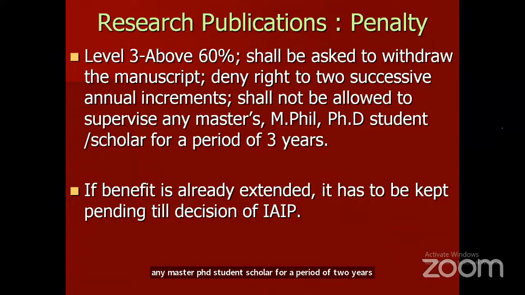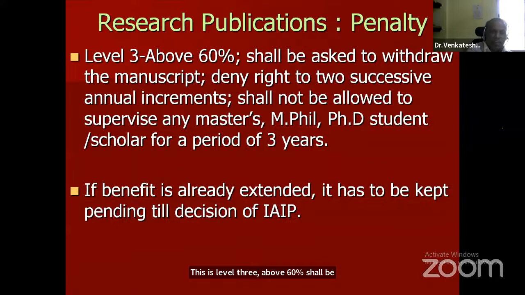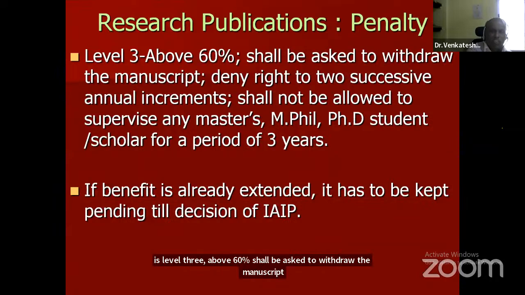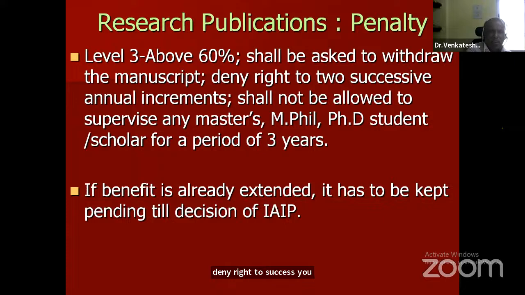This is level 3. Above 60% shall be asked to withdraw the manuscript, denied the right to 2 successive annual increments, and shall not be allowed to supervise any master's, MPhil, or PhD student or scholar for a period of 3 years. If a benefit is already extended, it has to be kept pending till the decision of the IAIP, the Institutional Academic Integrity Panel. This is the panel constituted by the institution.